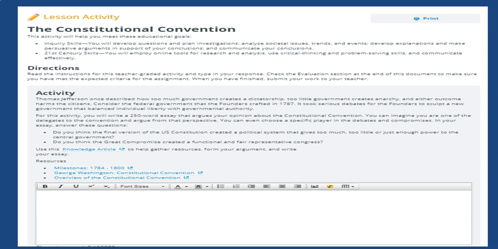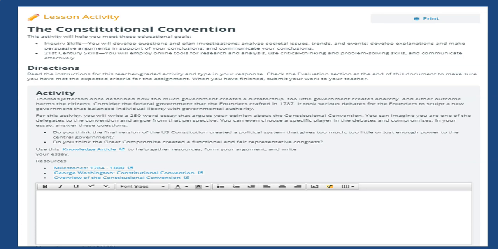founders created in 1787. It took serious debates for the founders to sculpt a new government that balanced individual liberty with government authority. For this activity, you will write a 250-word essay that argues your opinion about the Constitutional Convention. You can imagine you are one of the delegates to the convention and argue from that perspective. You can even choose a specific player in the debate and compromise. In your essay, answer the following questions.